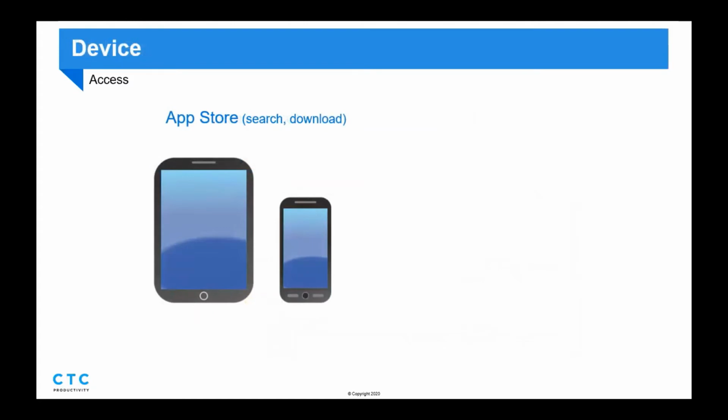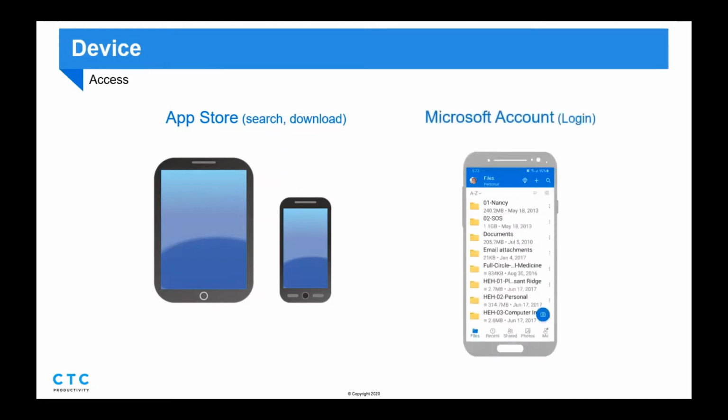If you're on a device, as I mentioned before, and it doesn't matter if it's an Android device or a Windows device or an Apple device, you just go to your app store, search for OneDrive, download and install it, and then you will need to log in to your Microsoft account and add the account to it. If you happen to have multiple Microsoft accounts, such as I do, I have a business account and a personal Microsoft account, you can add multiple Office or Microsoft accounts to your device and have access to all of your files when you're out and about.